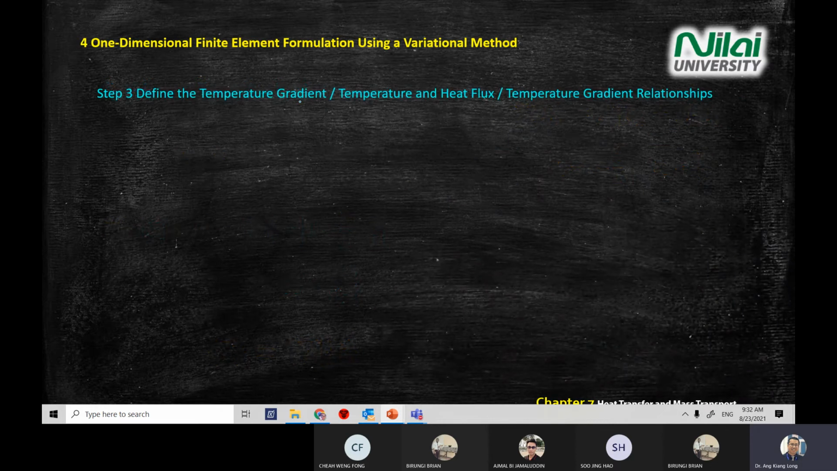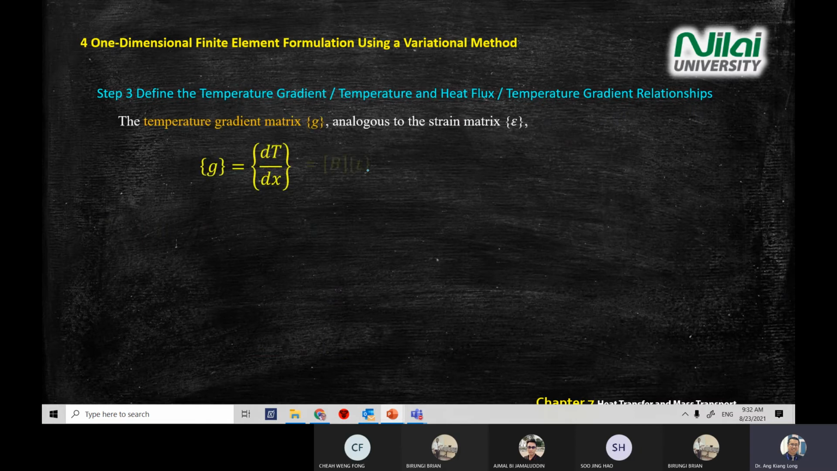Step number 3, find the temperature gradient, heat flux, and temperature gradient. I just straight away give you the equation. The temperature gradient is given by the change of temperature along a certain distance. So we differentiate the temperature over x, and we get the gradient. The word gradient normally means, in mathematics, you take dy over dx. In this case, we talk about temperature, so you take the temperature divided by dx, and you can write it as B matrix times T.